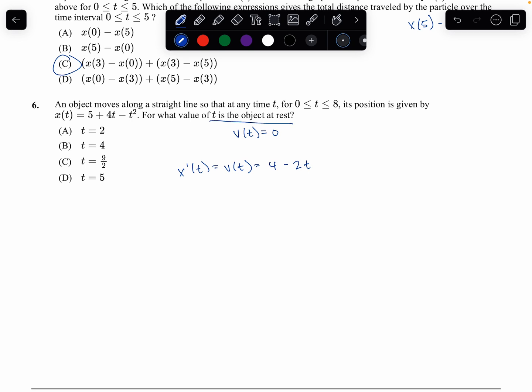And so this is the velocity. We want to set that equal to 0, solve for t. So add 2t to the other side, divide by 2. t equals 2. It doesn't even say what units are here. Okay, so at t equals 2, that's whenever the particle will be at rest.